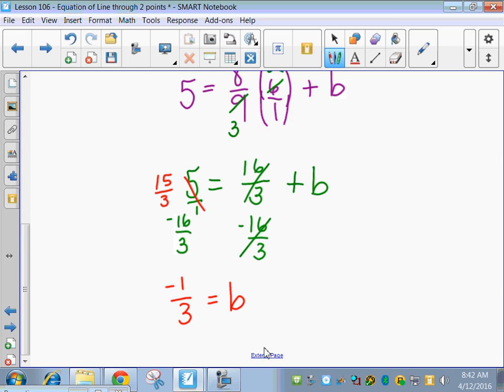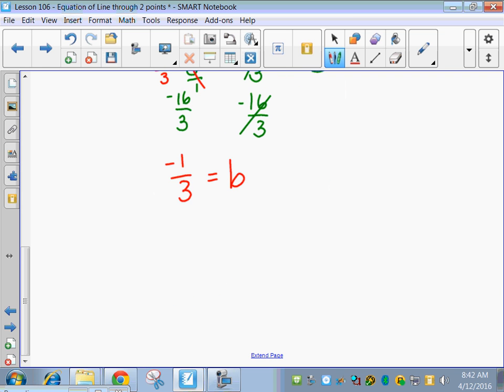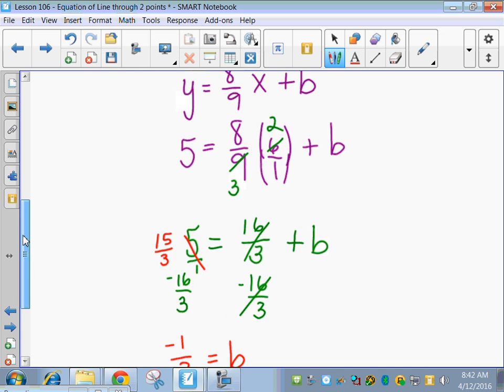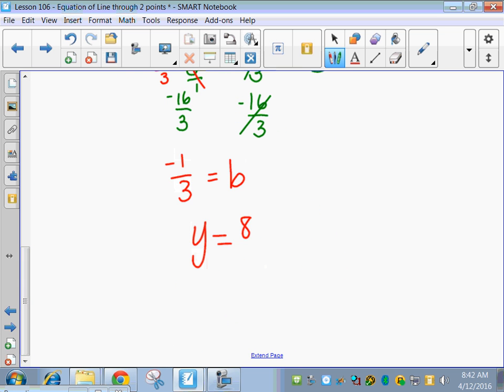over 3 for b. Okay, you're going to lose a point if you stop here, right? We're trying to find the whole entire equation of the line. So we have y equals, we plug in the m, which was 8/9. And we plug in the b, which is minus 1/3.